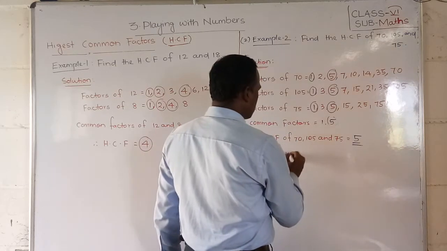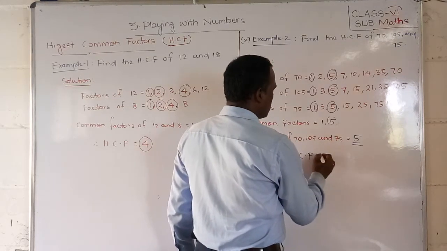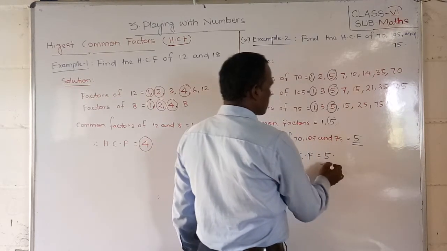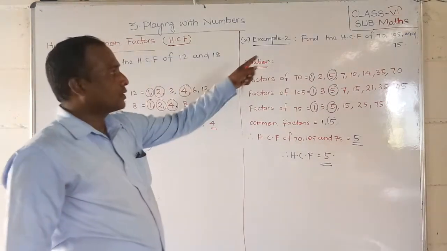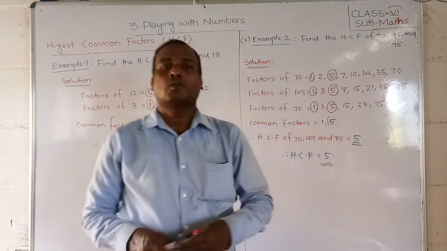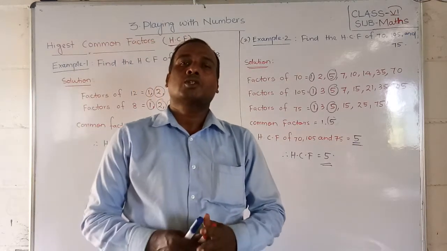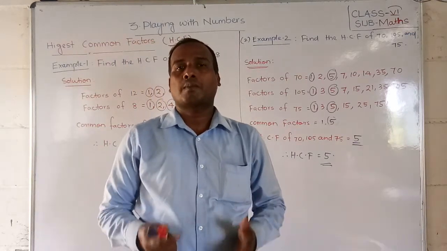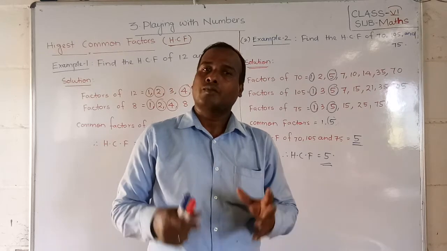Hence, HCF is equal to 5. The HCF of the three numbers is 5. I hope you have understood how to find the HCF of two numbers or three numbers by finding their factors.